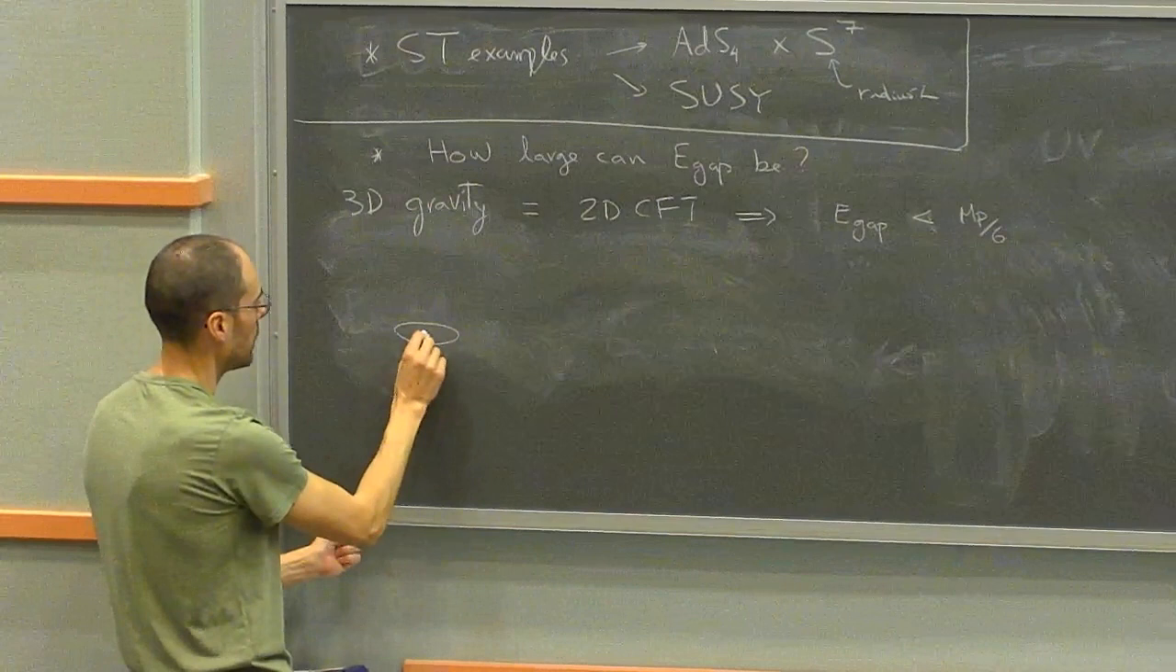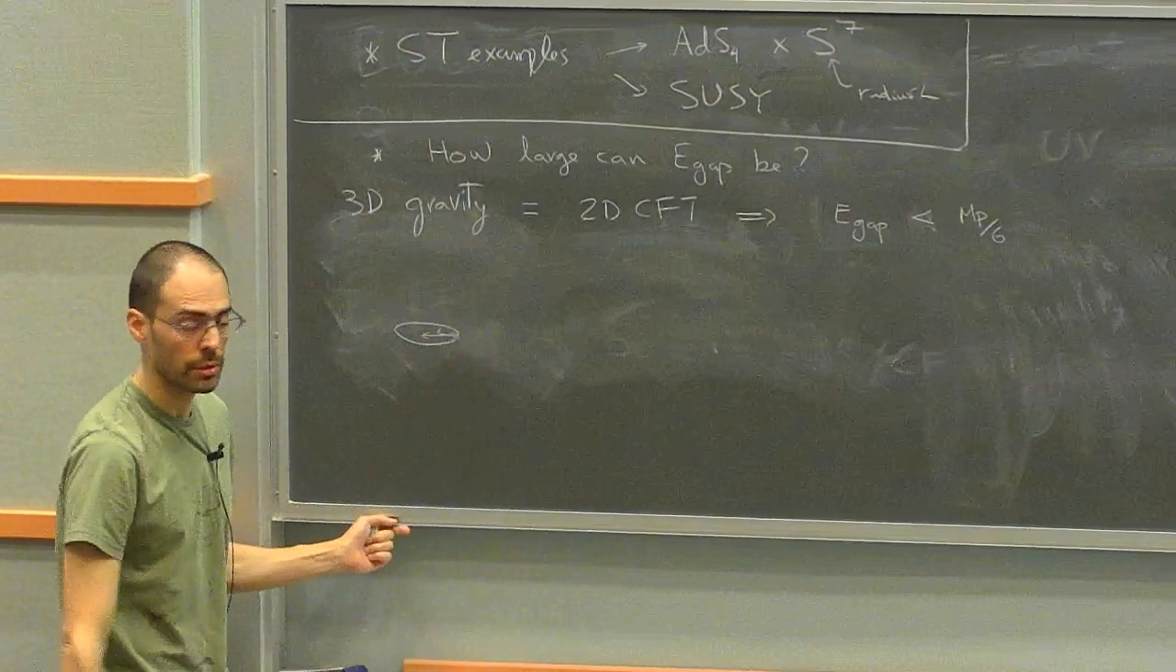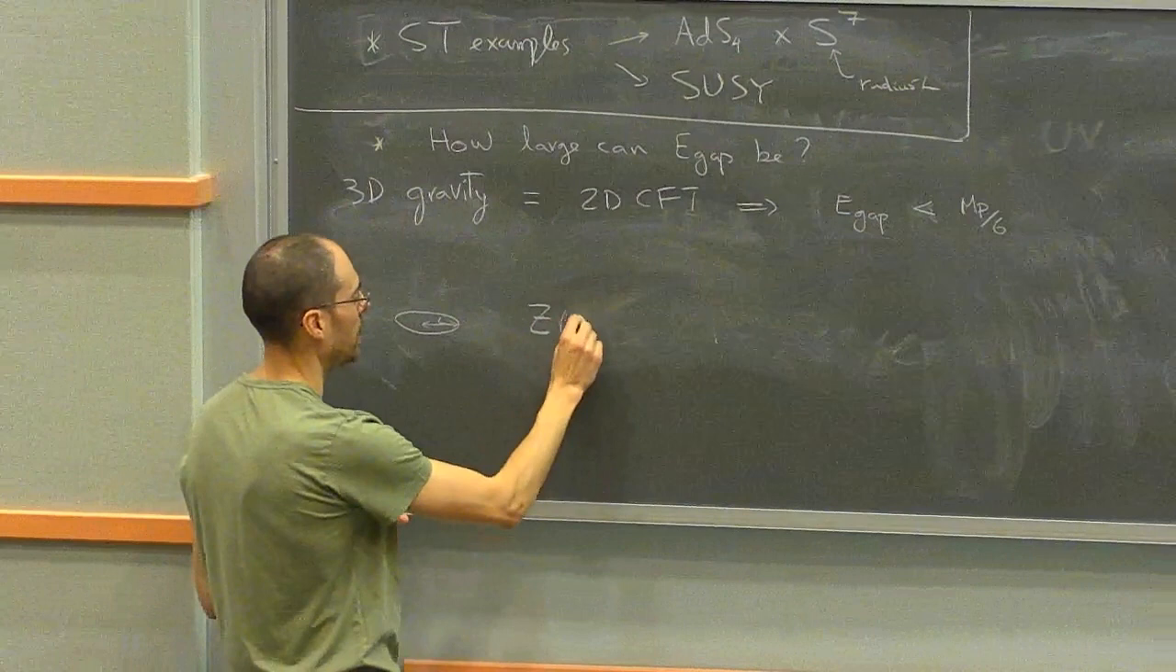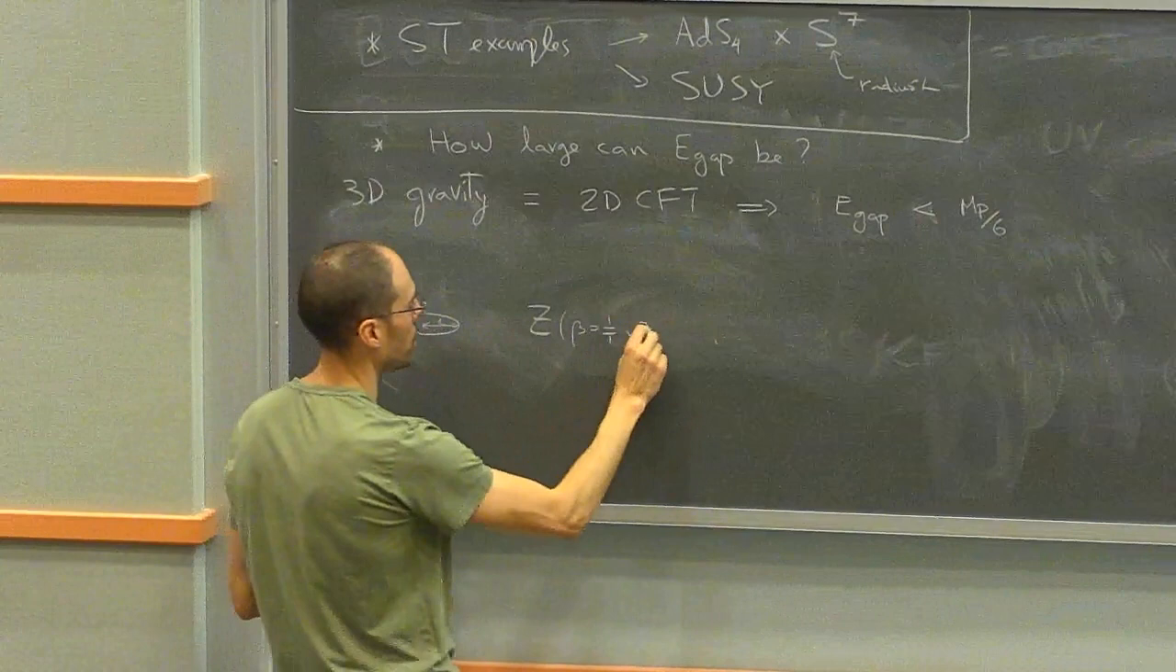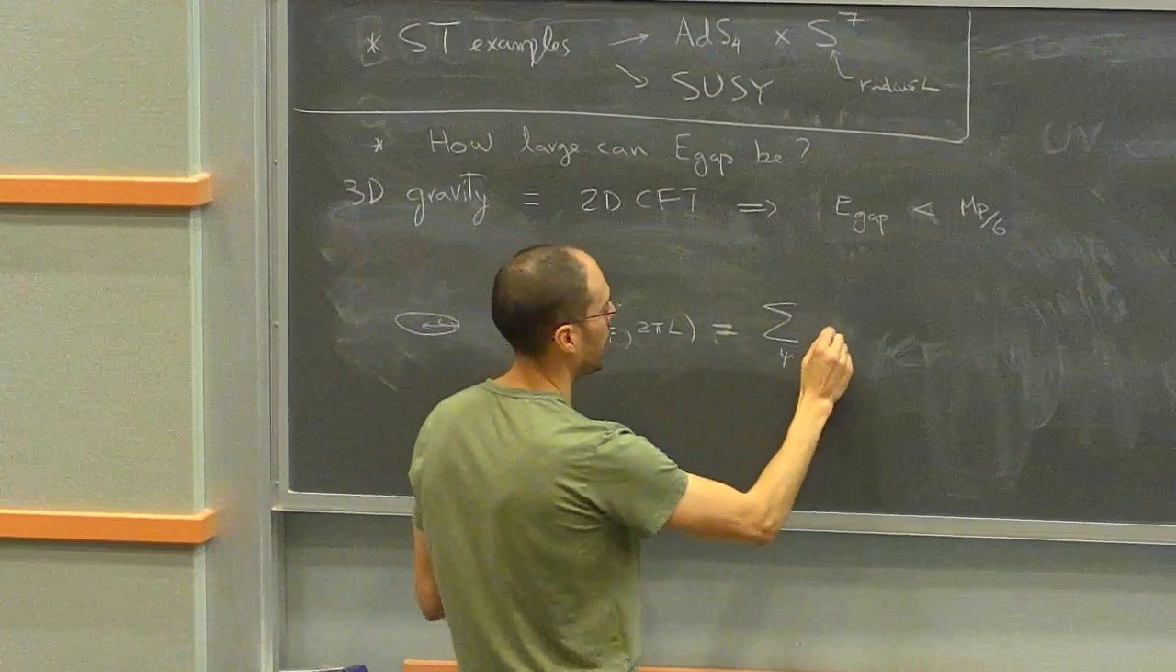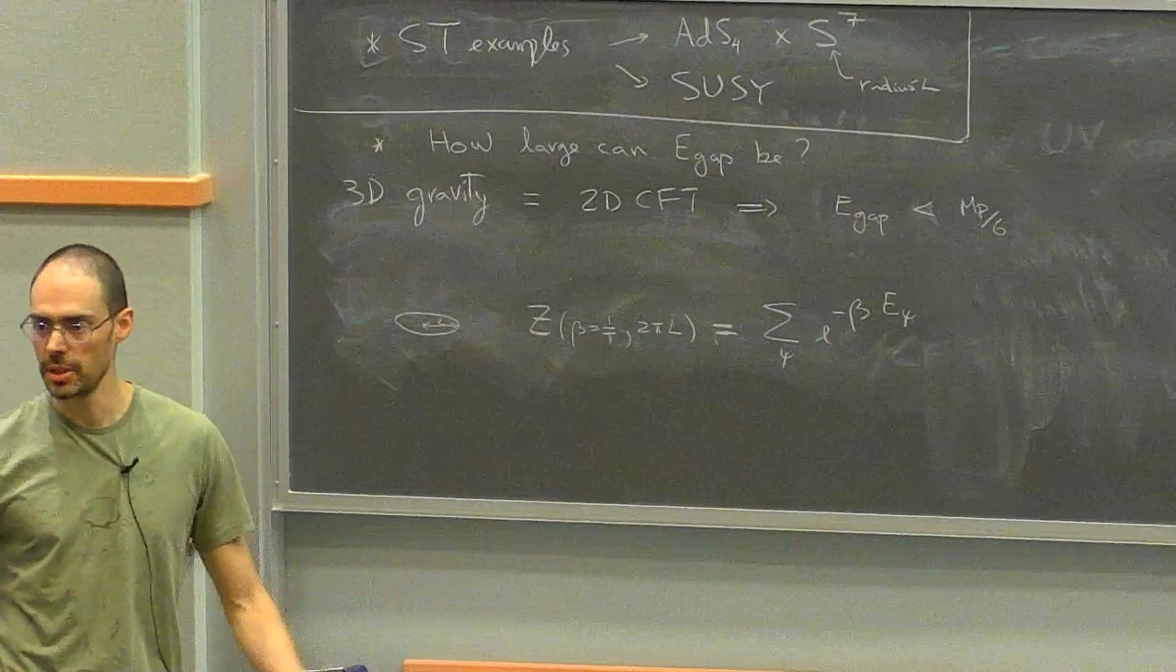And compute at finite temperature. So compute the partition function Z, so let me actually write Z of beta, which is just the inverse temperature, and the length of the circle, which is 2 pi L. Right? So this is just the sum over all states, e to the minus beta, the energies of the states. Right? That's the thermal partition function of this theory.